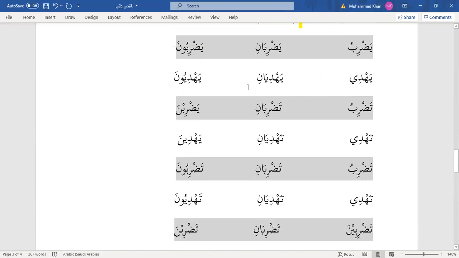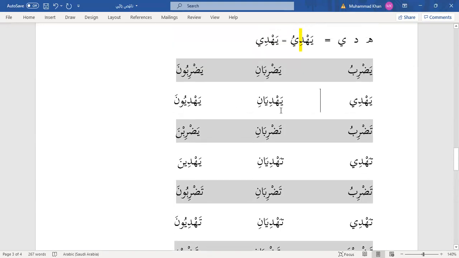Number two, no change takes place for huwa, hiya, anta, ana, and nahnu. So we have yahdi, yahdiyani, and here we have yahdiyuna. Now here the problem is we have two weak letters, ya and waw. One has to be dropped, the one that is not part of the root letter. Now we have to see what is compatible with waw, kasra or dhamma? Dhamma is compatible. So now we have to put dhamma here. Over there it was yad'una, and here it is yahduna.